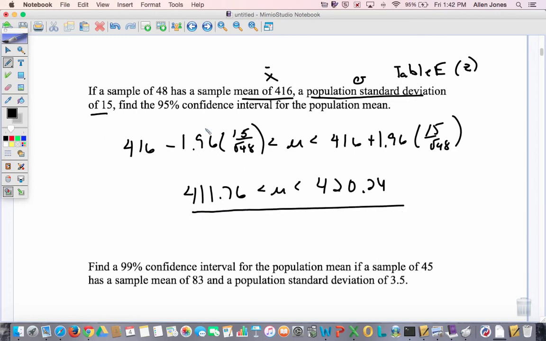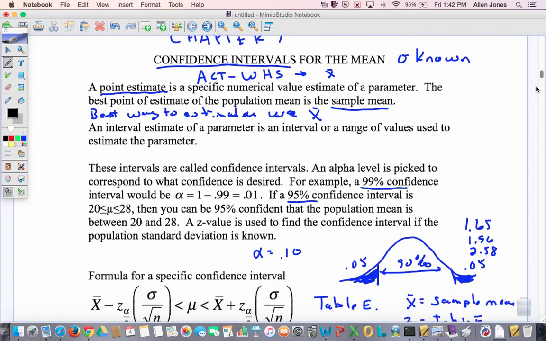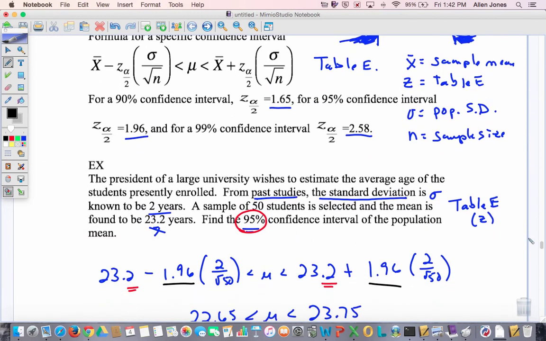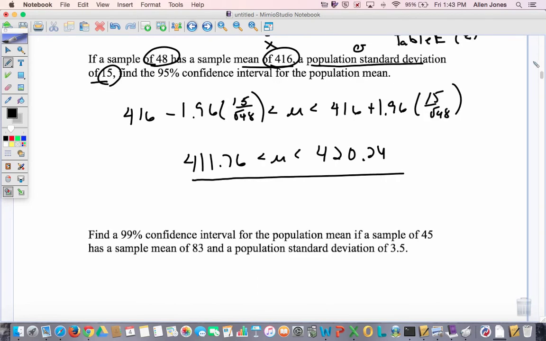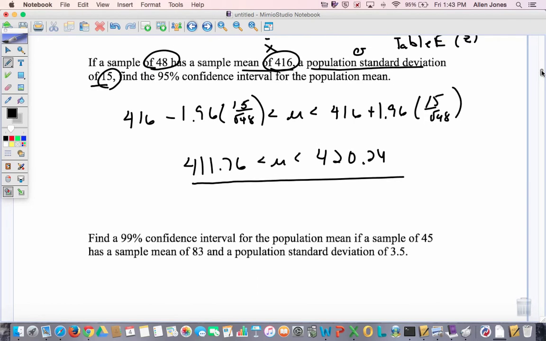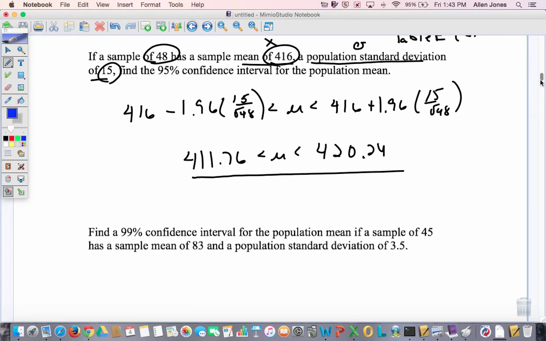Backtrack a little bit, I didn't really cover this with the first question. What this information is telling us is we can be 95% sure, in other words with a 5% chance of mistake, that our population mean is going to be between these two numbers based on the information we have up here with our sample size, our standard deviation, our sample mean. So in our previous example, with the president of the large university, we could say, hey, we're 95% sure that our average age falls between 22.65 and 23.75 years. Back here, finishing this one off, we have 411.76 to 420.24.